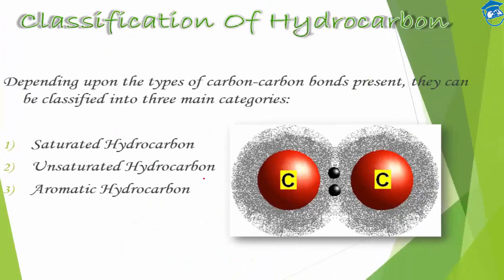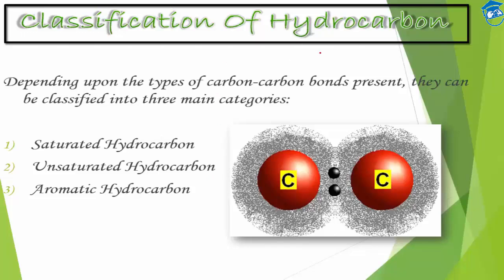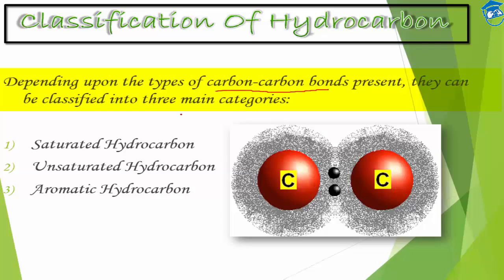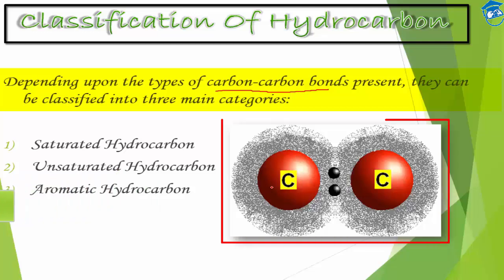Next is the classification of hydrocarbons. Depending upon their carbon-carbon bond, they are classified as, first, saturated hydrocarbon, then unsaturated hydrocarbon, and lastly the aromatic hydrocarbon. This model shows the carbon atoms, the electron shared between these carbons, and this is the electron cloud.